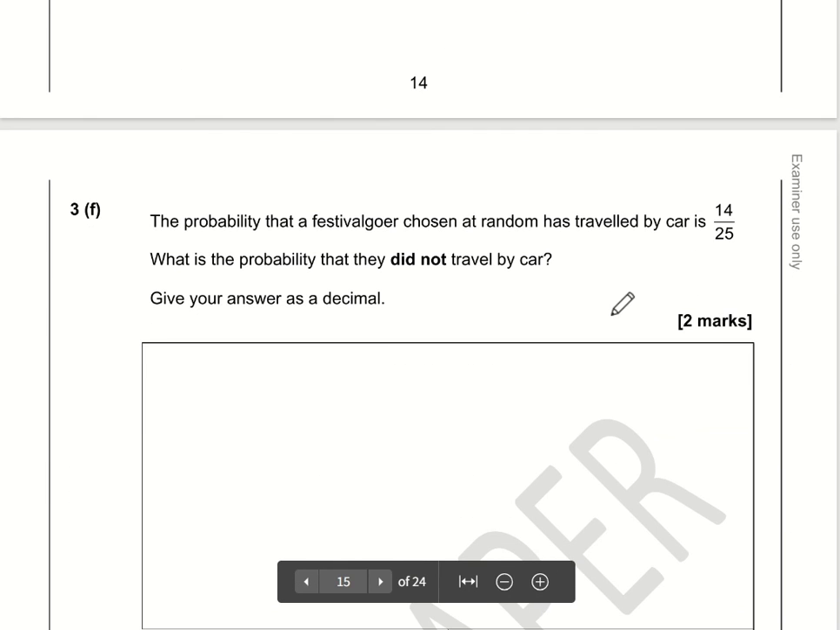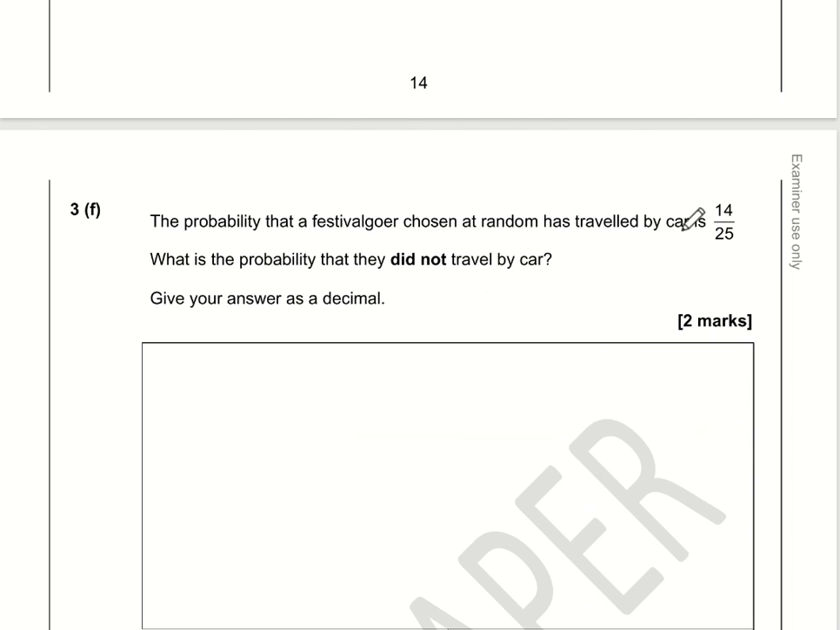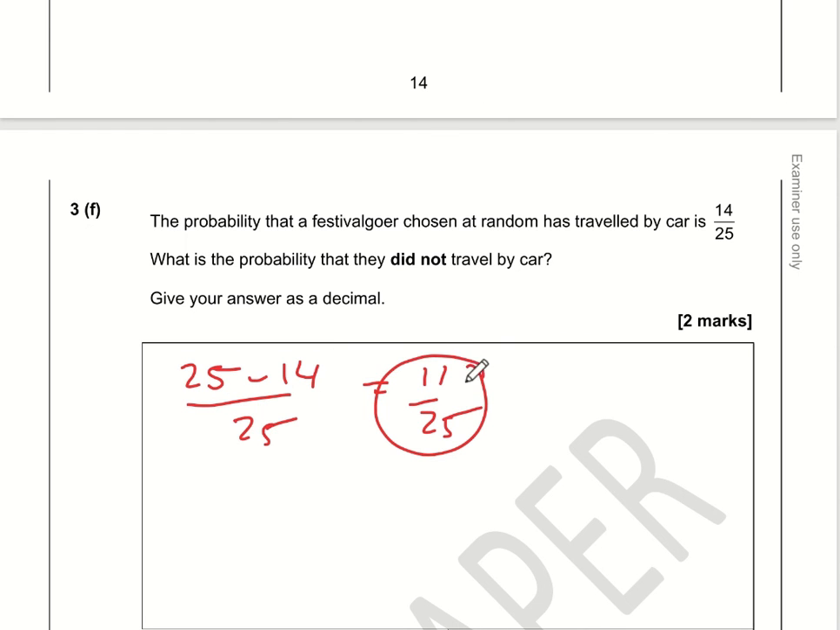The probability that a festival goer chosen at random has travelled by car is 14 over 25, so not by car is going to be 25 minus 14 25ths, which is 11 25ths. So that's the probability as a fraction, but we need to give the answer as a decimal. But now remember that the line in a fraction means divide, so 11 divided by 25, this is how you convert a fraction into a decimal. It's the top divided by bottom, and that is 0.44.